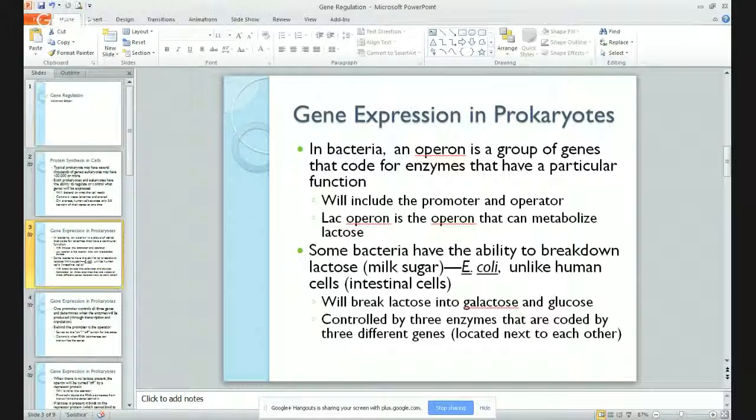All operons will include a promoter, kind of where it starts, and an operator. The promoter is going to be a couple of nucleotides at the very beginning. The operator will be another set of nucleotides right after the promoter. Like I said, the lac operon is the most well-known of the operons, and its job is to break down lactose when it's present in your cell.